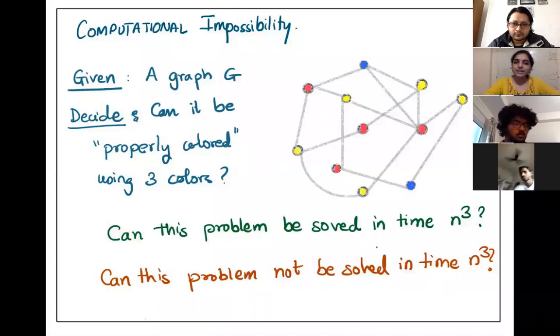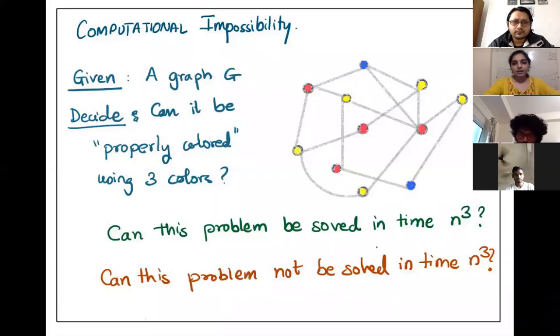It is very easy to see that there is a very inefficient algorithm for this problem that runs in time 3 to the power n, instead of n to the power 3, which is what I'm asking. There is a simple algorithm that runs in time 3 to the power n. That is a small exercise. You can try to think about it later on.